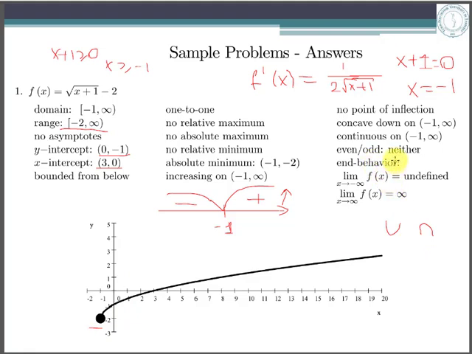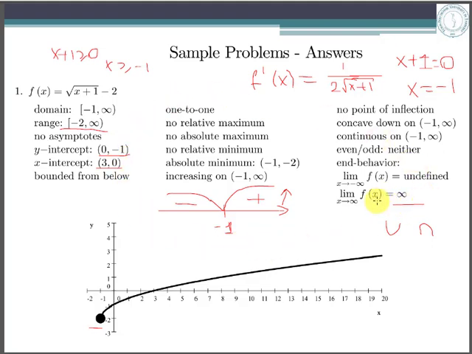And this function is continuous on minus 1 till plus infinity. This is a continuous function. And it is even or odd, neither, because let's put here minus x, and we get square root of minus x plus 1, minus 2. This is neither. And the limit as x tends to minus infinity of f of x is undefined, and the limit as x tends to infinity of f of x is equal to plus infinity.